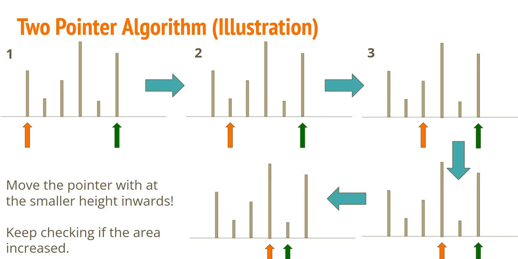must move inward. In all three cases, we realized that the two-pointer technique helped us bring down the complexity from quadratic, which is square complexity, in the naive case, to a linear complexity with the two-pointer technique.